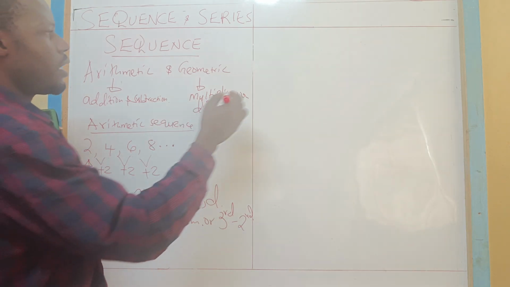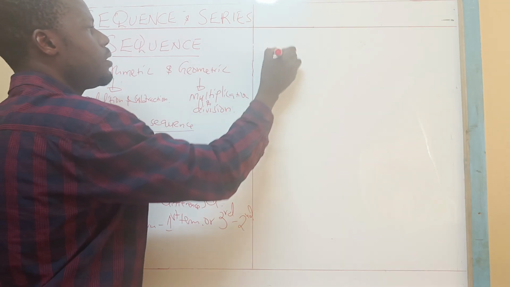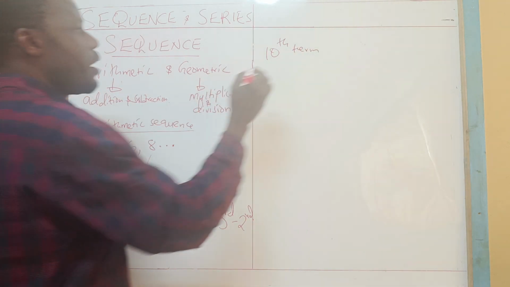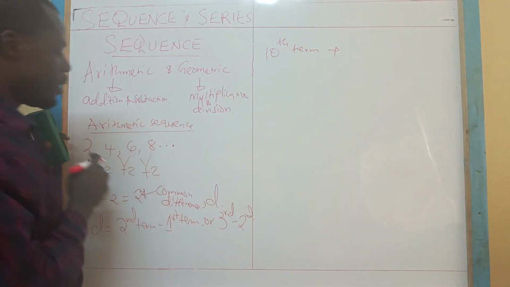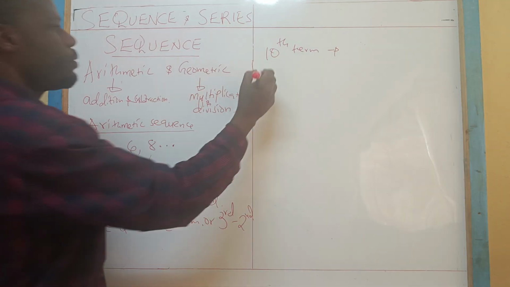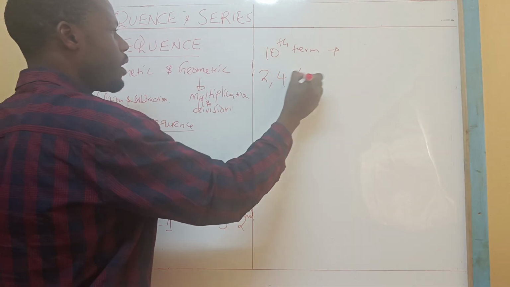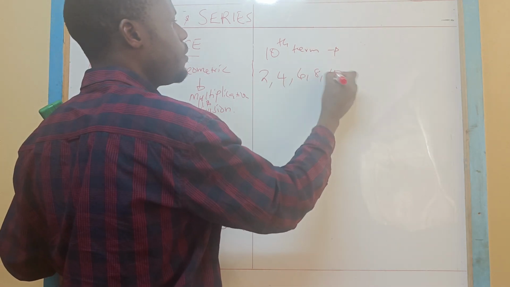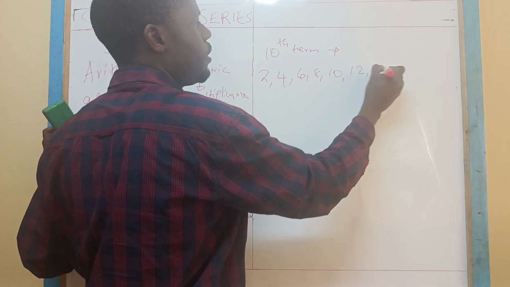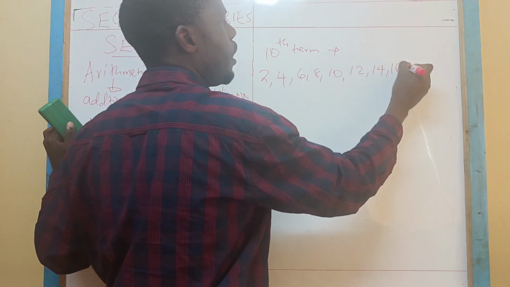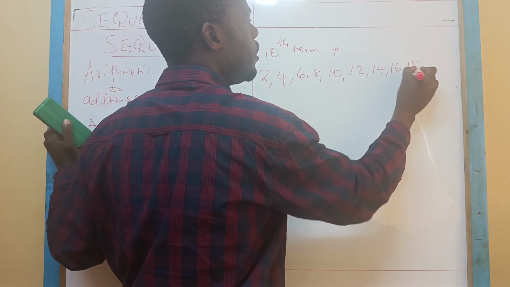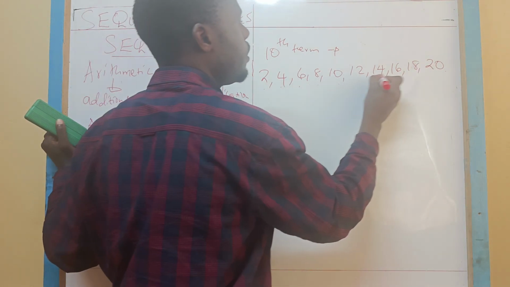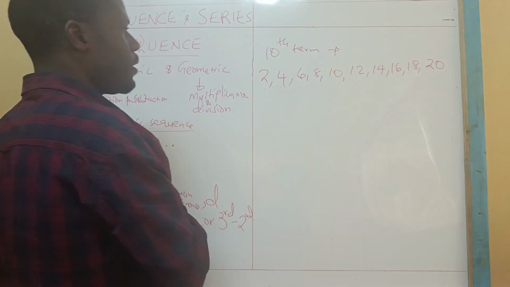Let me give just an example of the 10th term. To calculate the 10th term, you have to write all of them in that order. So you continue: this is the first, second, third, fourth, fifth, sixth, seventh, eighth, ninth, and then the 10th.